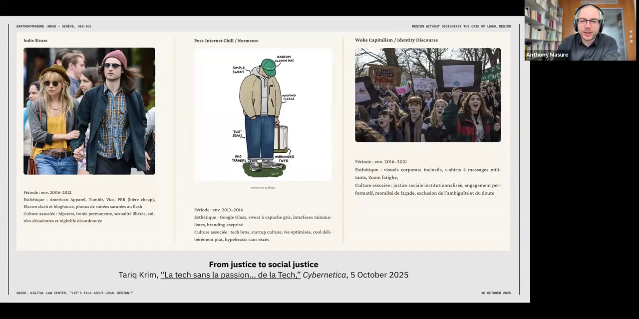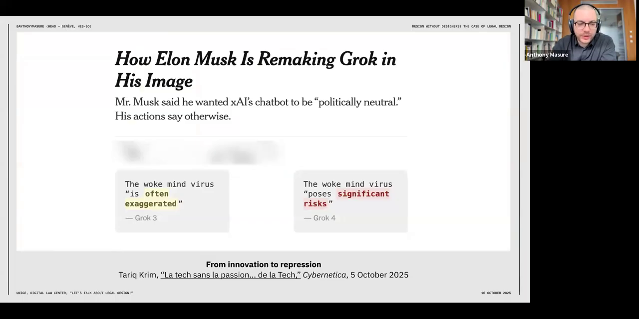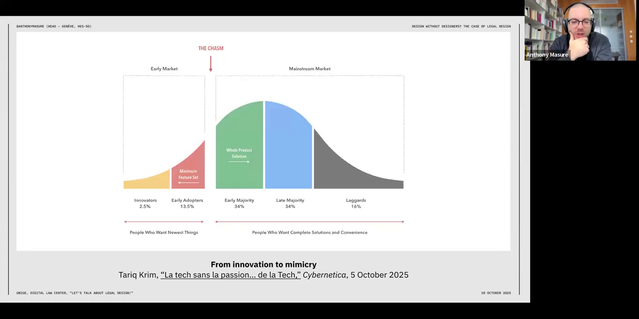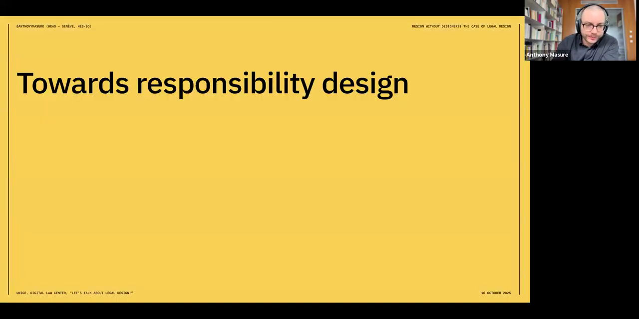So it could also be an interesting field for legal design. And also connected with AI, but from a far-right point of view, there are chatbots with extreme political views embedded into them, for example Grok from the X platform, from innovation to repression, and from innovation to mimicry. When something is adopted, it becomes something imitated, and everyone is looking the same. It's also another issue.